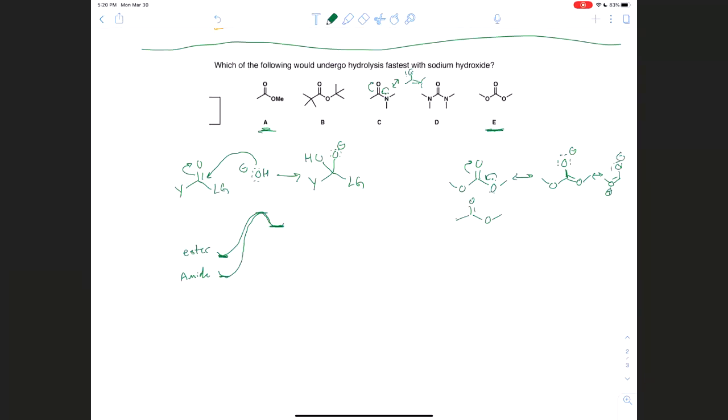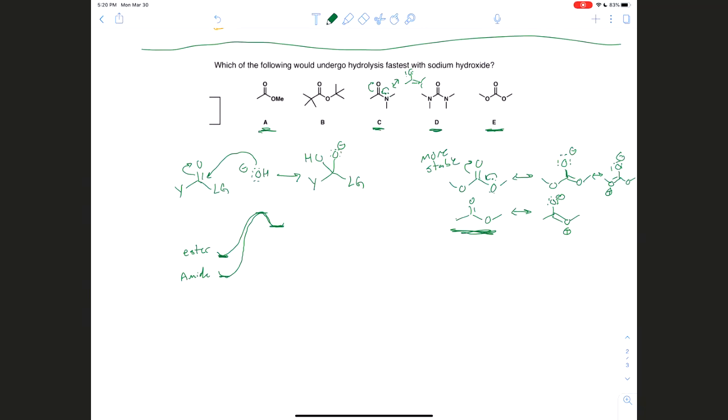So I'm getting to the edge of my page. Whereas with an ester, we only have one. So if this is more stabilized, it'll be slower to react. So this means that in the end, something like an ester will react faster than a carbonate. And so you can apply the same logic of why something like a urea will probably be slower to react than an amide as well.